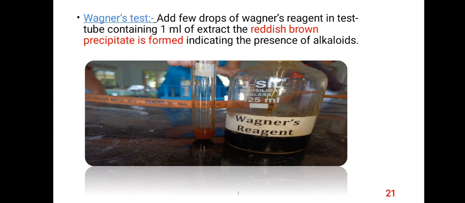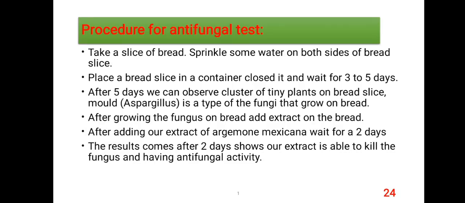Wagner's test: add a few drops of Wagner's reagent in a test tube containing 1 ml of extract. A reddish-brown precipitate is formed. After performing the tests for alkaloids, we performed the antifungal test. For that, we take a slice of bread, sprinkle some water on both sides of the bread, place the bread slice in a closed container, and wait for 3 to 5 days.